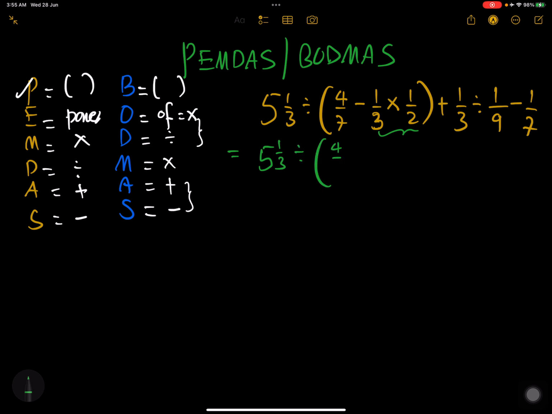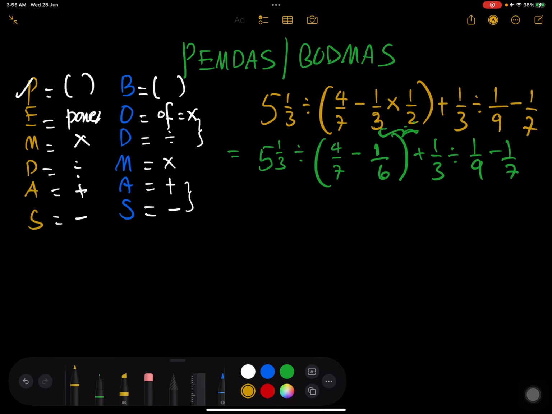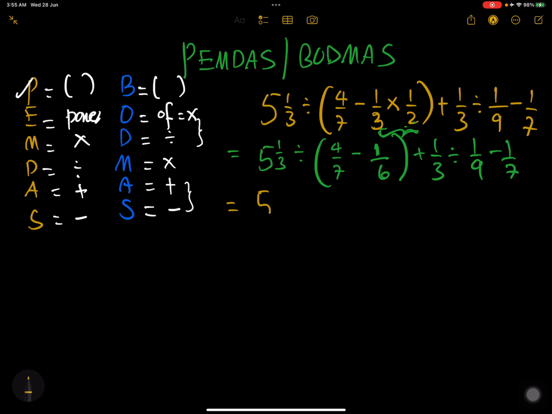We're going to have 4 over 7, and here there are no common factors between them, so we multiply the numerators. 1 times 1 is 1, divided by 3 times 2, which is 6, plus 1 over 3 divided by 1 over 9 minus 1 over 7. We continue with the parentheses. So 5 over 3 divided by, we multiply this and this, which gives us 24, and multiply this and this with minus 7, which gives us 42. 7 and 6 gives us 42.